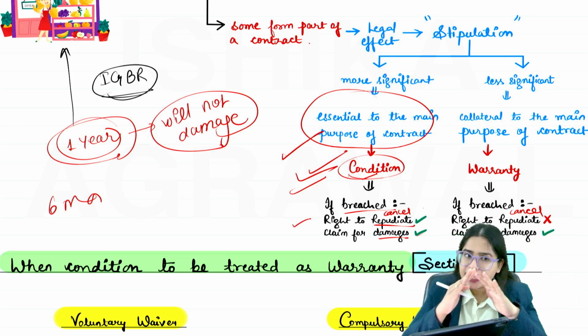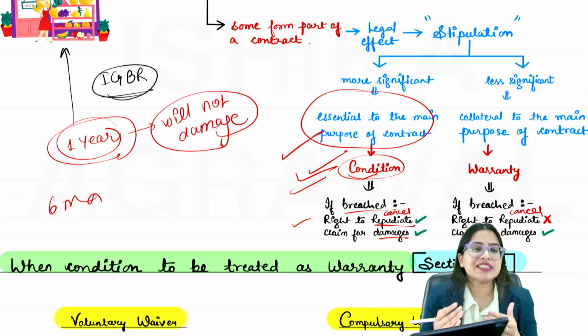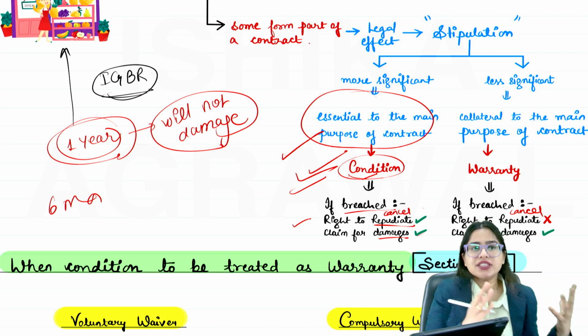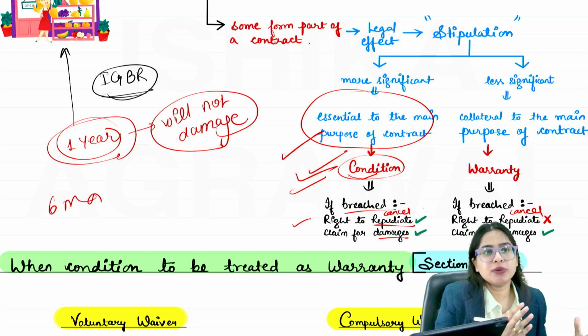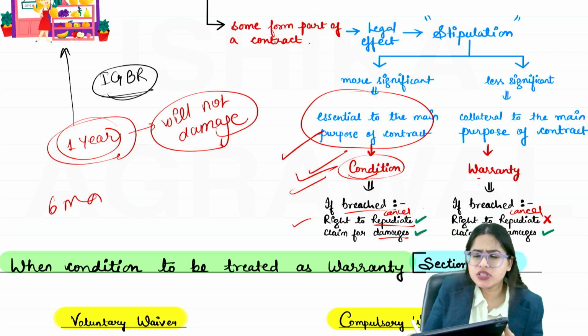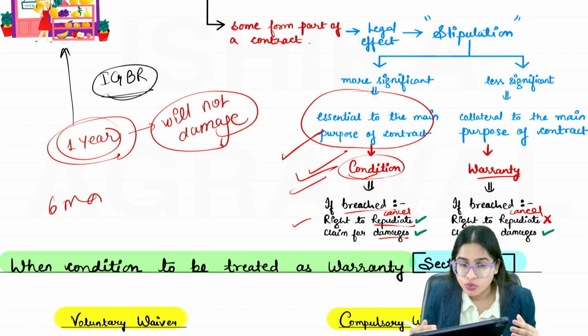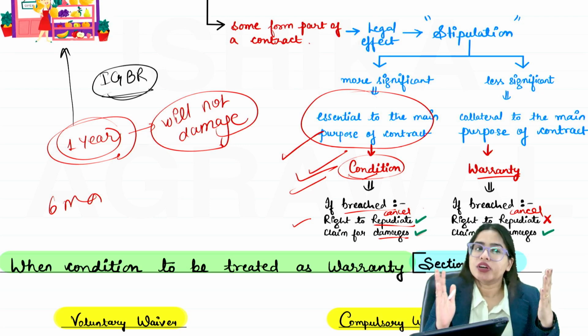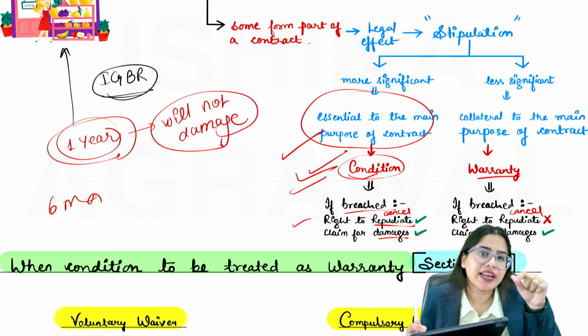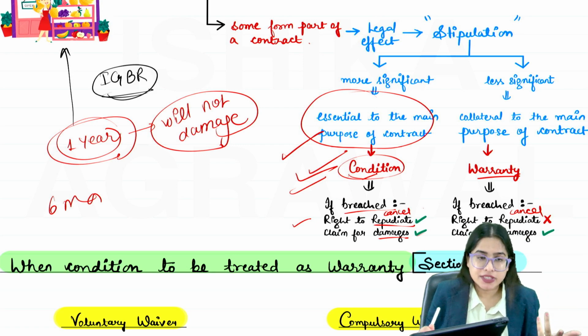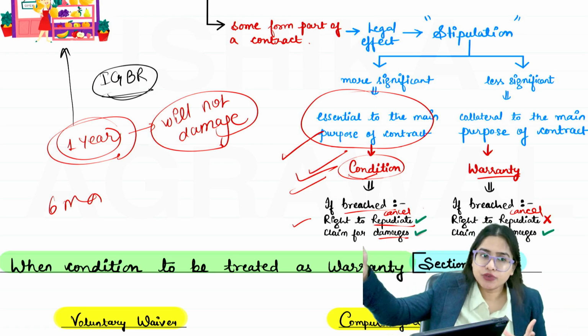Now please understand, let's say after 6 months one side of the earphone stopped working. Now the question is, can I cancel the contract? The answer is no. Why? Because this is not a condition. This is just a warranty. This is not the main purpose. This is collateral to the main purpose. So can I claim damages? The answer is yes. Damages means I will send these earphones back to them.